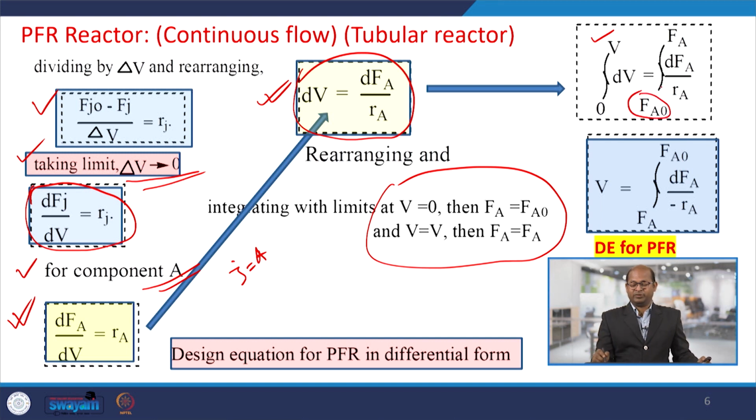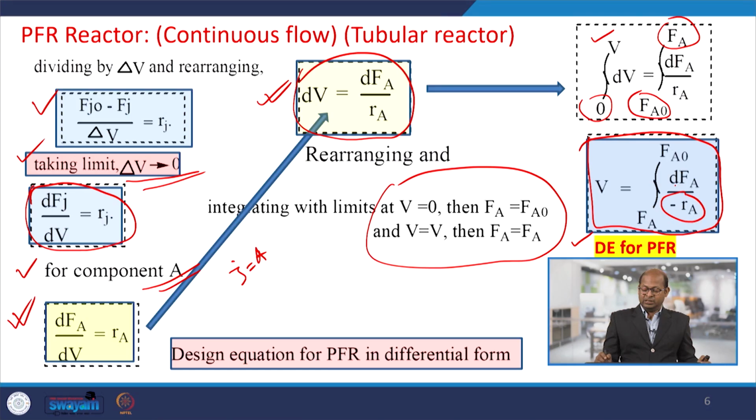So if we integrate within the limits 0 to V, at the entrance the molar flow rate is FA0, and at the end of the reactor the molar flow rate of component A is FA. Within those limits we integrate, and finally after rearranging we get the design equation for a plug flow reactor. These are the things we should remember.